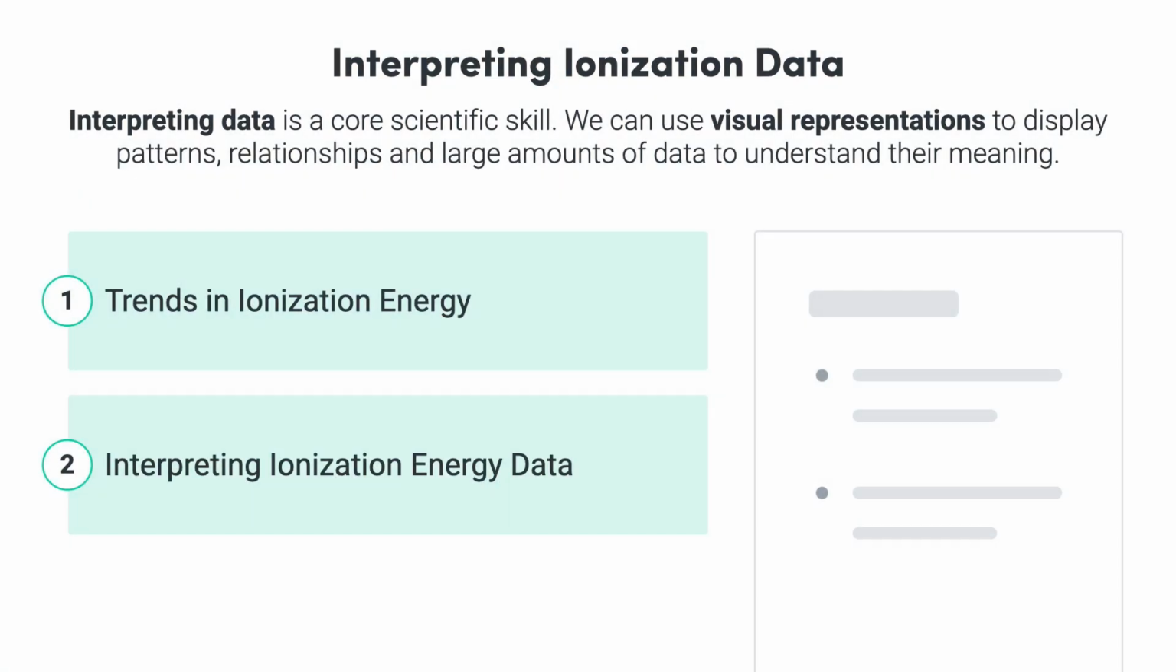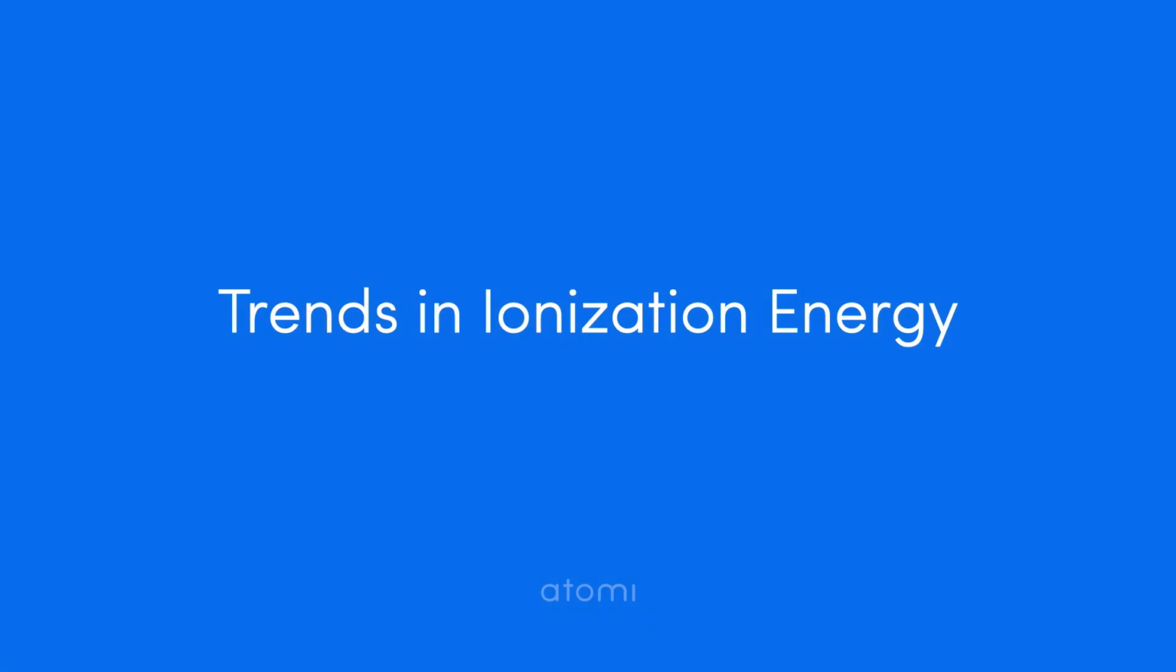Hey everyone! Interpreting data is a core skill we need to hone as scientific investigators. We can use visual representations to display patterns, relationships, and large amounts of data to understand their meaning. In this video, we'll look at trends in ionization energy on the periodic table before having a go at interpreting ionization energy data from a graph. Let's go!